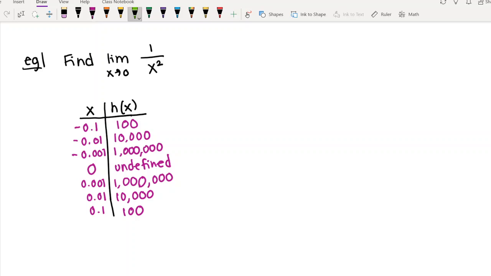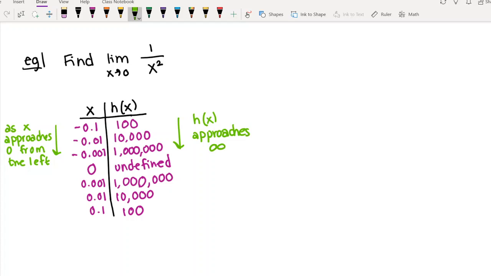Okay, so in this case, notice that as x approaches 0 from the left, h of x is getting bigger and bigger, right? So we can say h of x approaches infinity. And as x approaches 0 from the right, we also see that h of x approaches infinity.